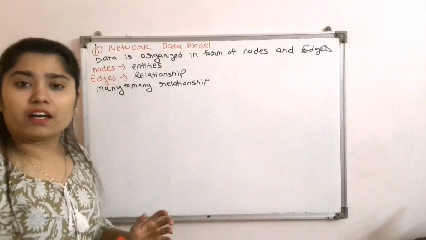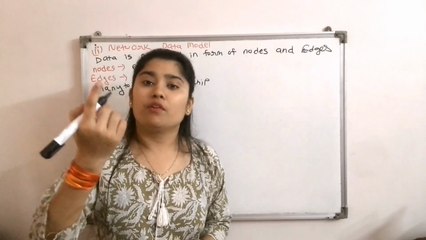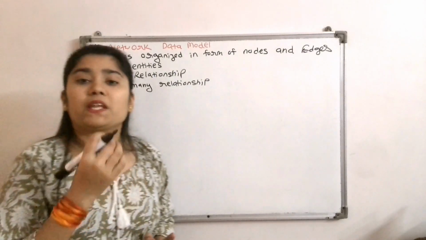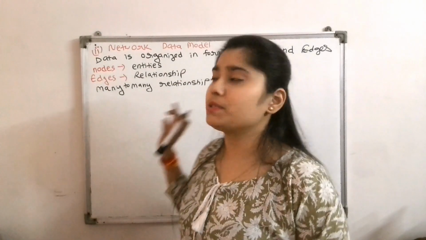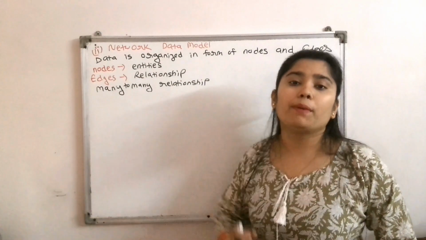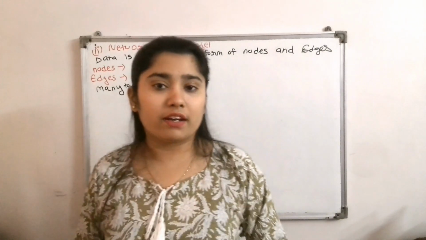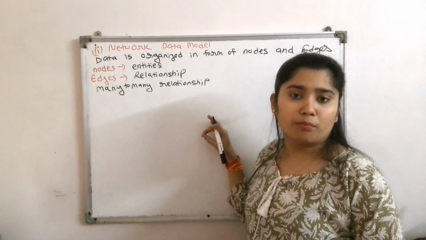In hierarchical, the child is having only one parent, but in this network data model the child may have multiple parents. And also see, the network data model is perfect when we are having complex relationships. Why? Because it allows multiple connections of entities. And also the network data model is very rarely used.